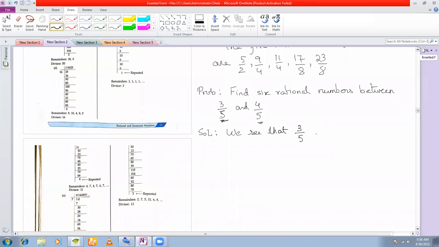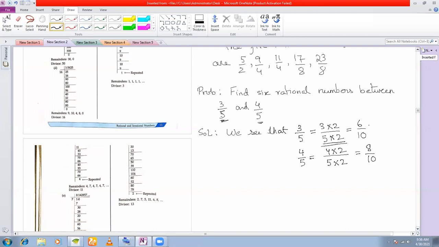Okay. Now suppose I multiply this numerator and denominator by 2. If I multiply, then what are we getting? We are getting 6 by 10, right? Also for 4 by 5, if I want to make the denominator 10, that is, I want to make the denominator the same, I will have to multiply this also by 2, and therefore I will have to multiply the numerator also by 2. So this becomes 8 by 10.